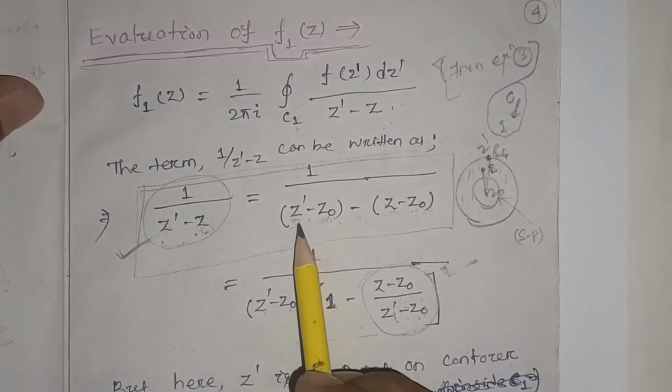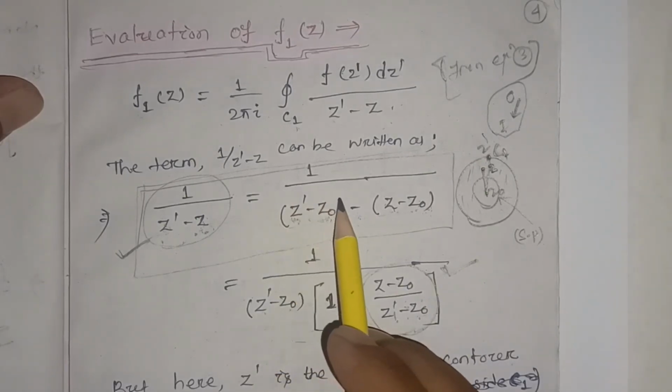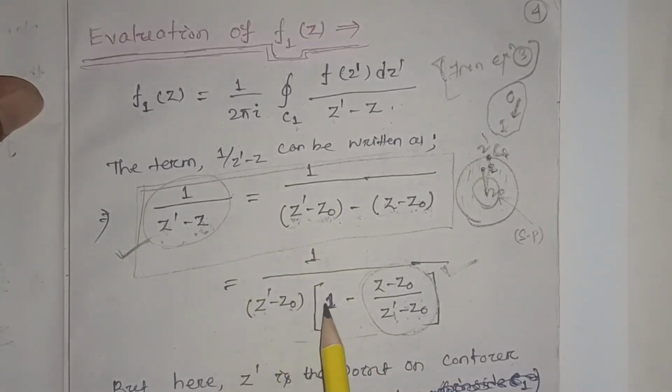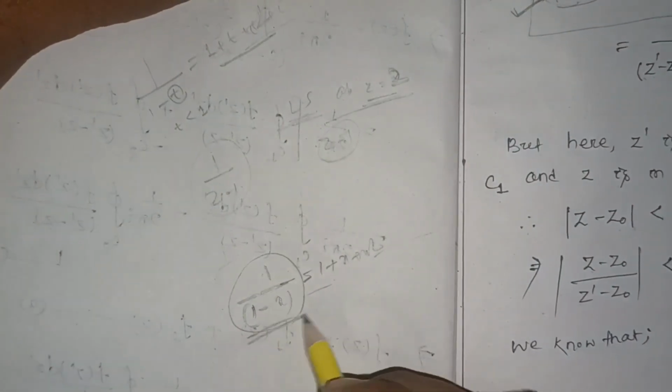Got it? Then here, which one is the first term? This one is the first term, z' minus z0, just take it outside. z' minus z0 taken outside, and the rest of the things will be 1 minus z minus z0 by z' minus z0, and this term will automatically be less than 1, and you just have to apply this one, the 1 by 1 minus x form.